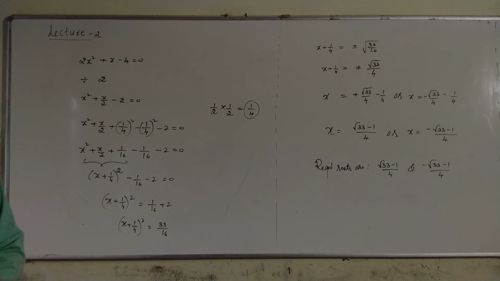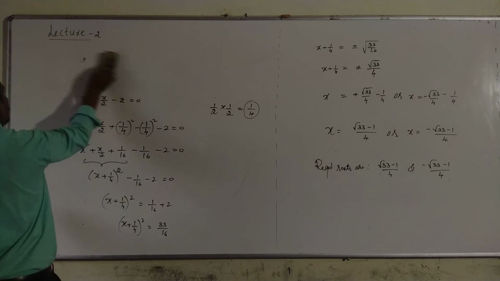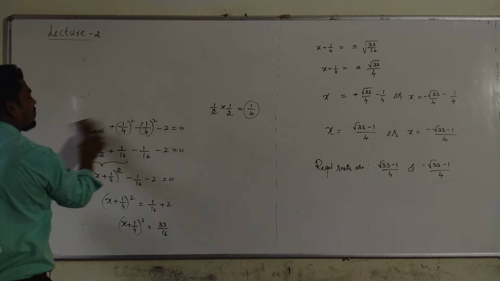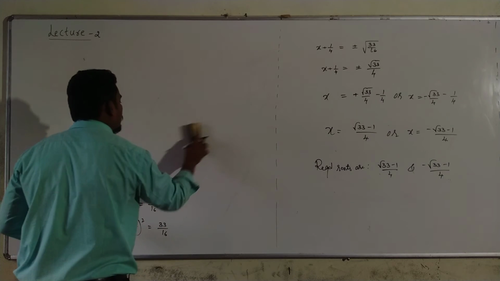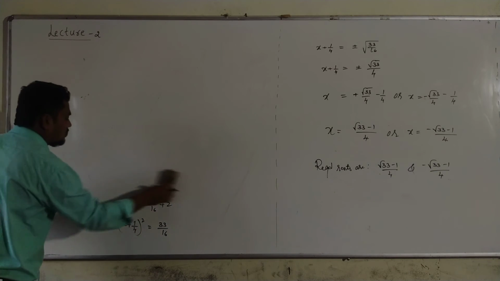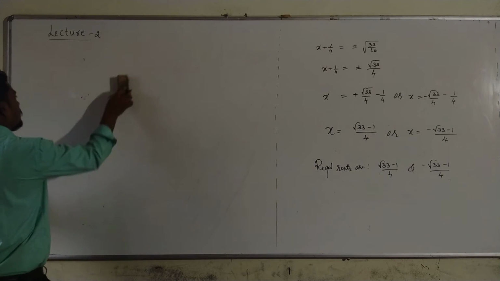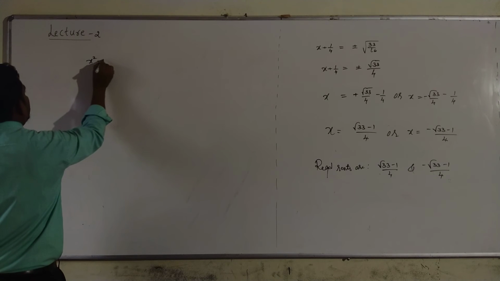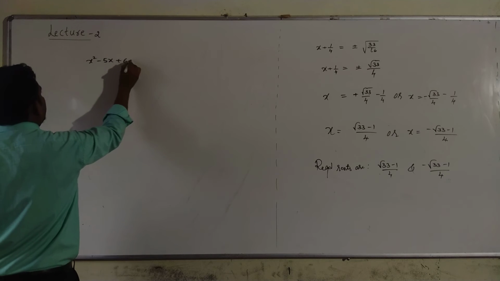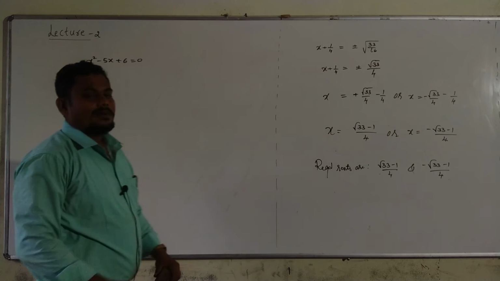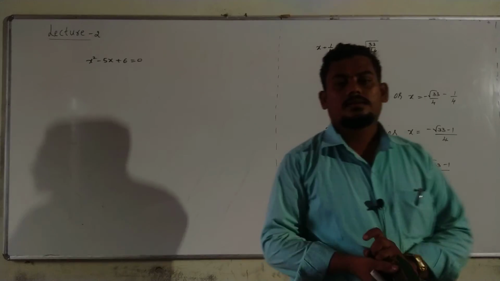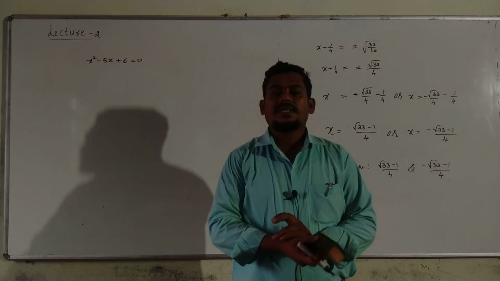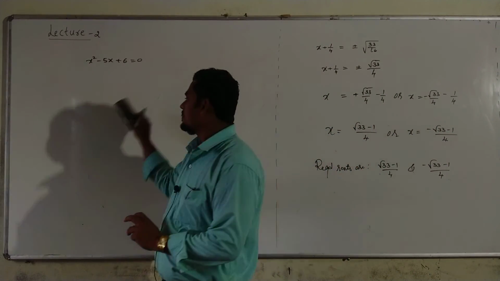Next problem. Solve the quadratic equation x square minus 5x plus 6 equal to 0 by completing square method. Solve this quadratic equation by the method of completing square.